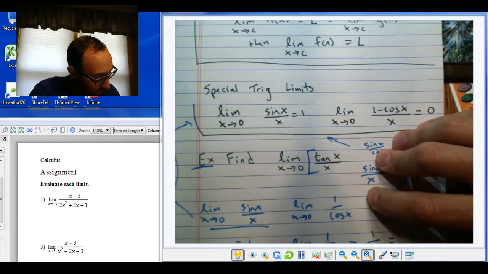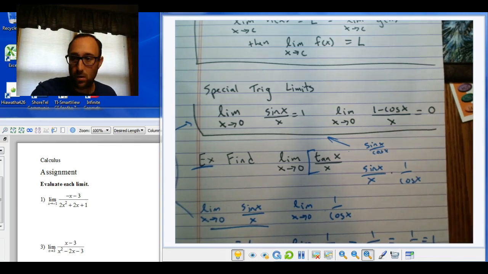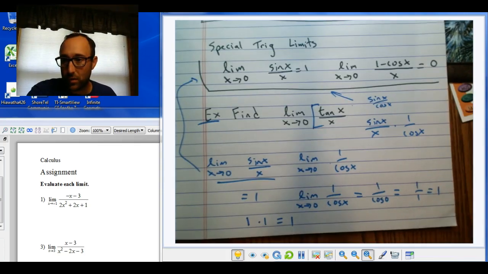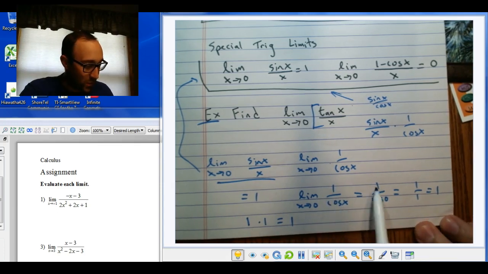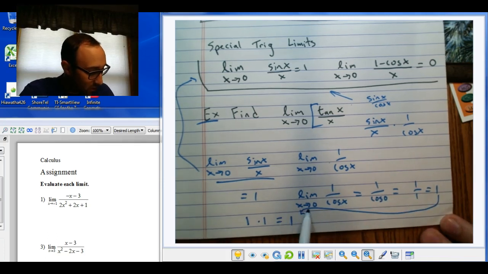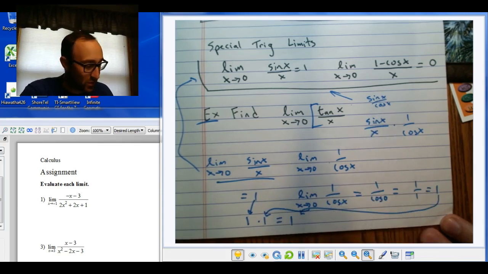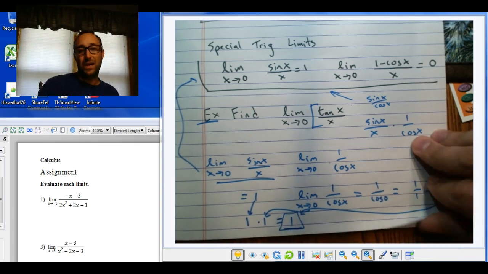So if we have that whole thing, I'd have this 1 times this 1. Sorry, I kind of wrote all that down without you being able to see it. 1 over cosine x equals 1 over cosine 0 equals 1 over 1 equals 1. So I take this one, and I put it here. Take this one, put it here. Multiply them together, because sine x over x times 1 over cosine x, and you should get 1 for your answer.